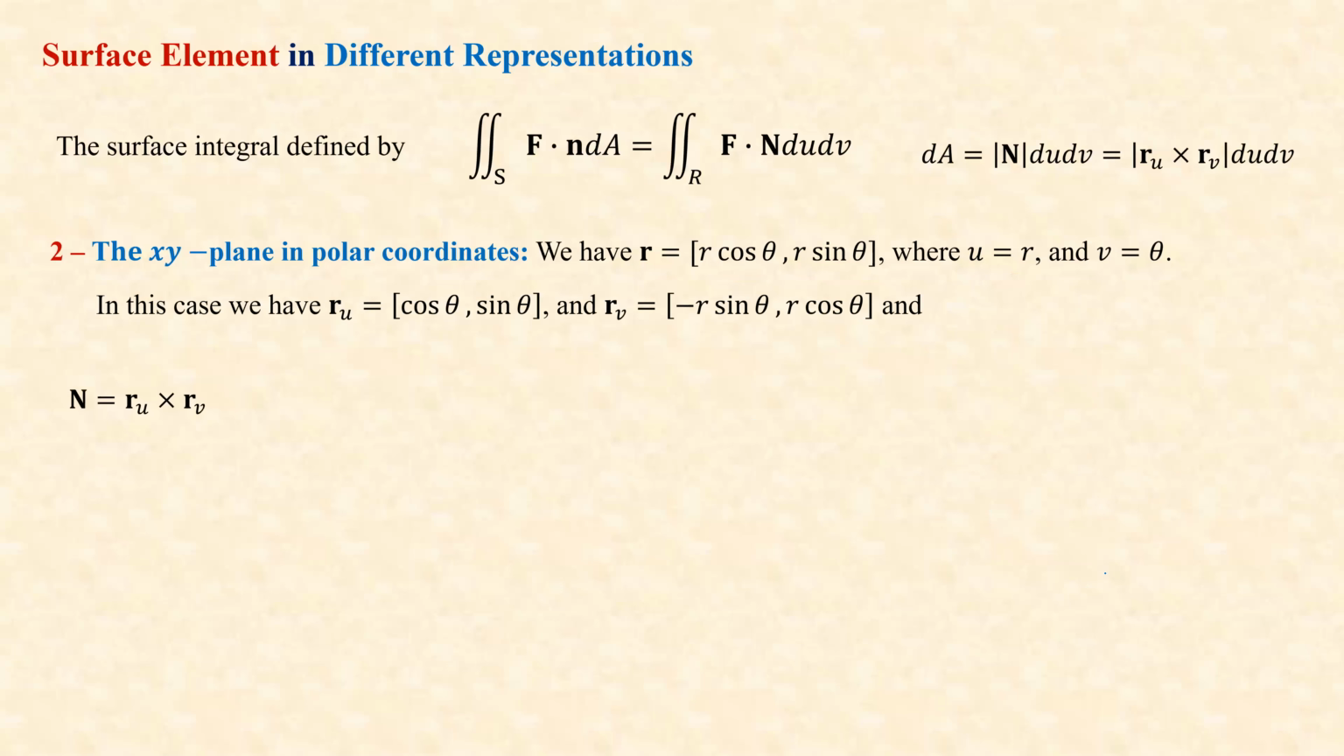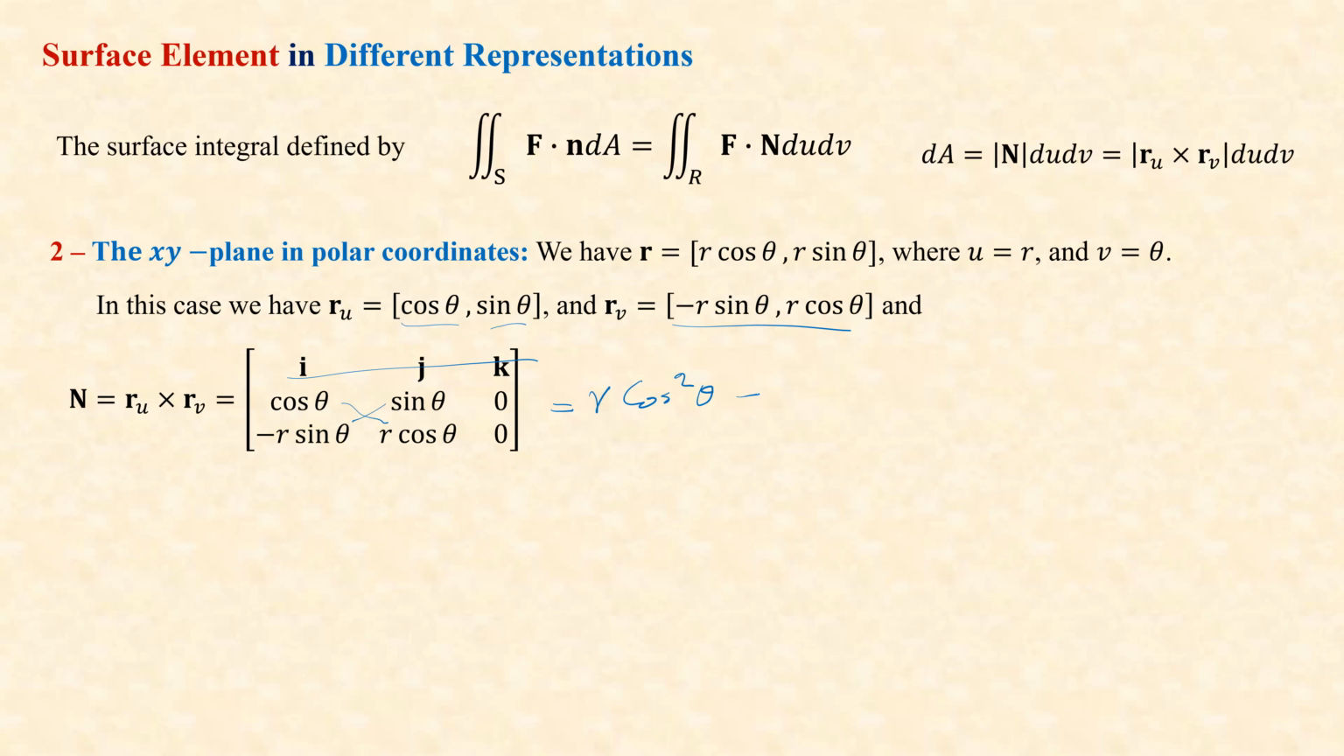And then the cross product, Ru cross Rv, becomes this determinant with i, j, k. The second row is the components of Ru, which are cosine, sine and zero. The third row is the components of Rv, which are negative r sine theta, r cosine theta, and zero. For the x component, you get zero minus zero. For the y component, you get zero minus zero. The only non-zero component is the k component, which is this minus that. So r cosine squared minus, with this negative becoming plus, r sine squared.